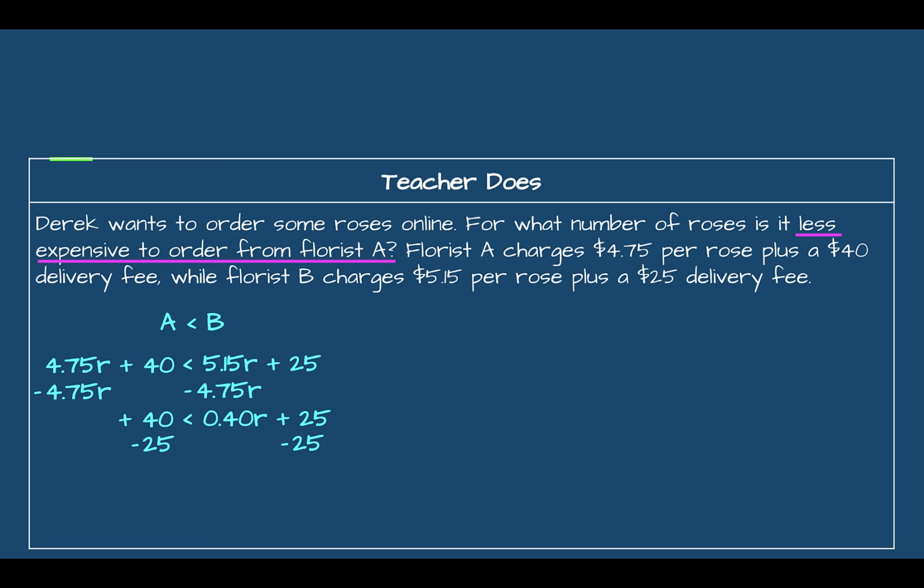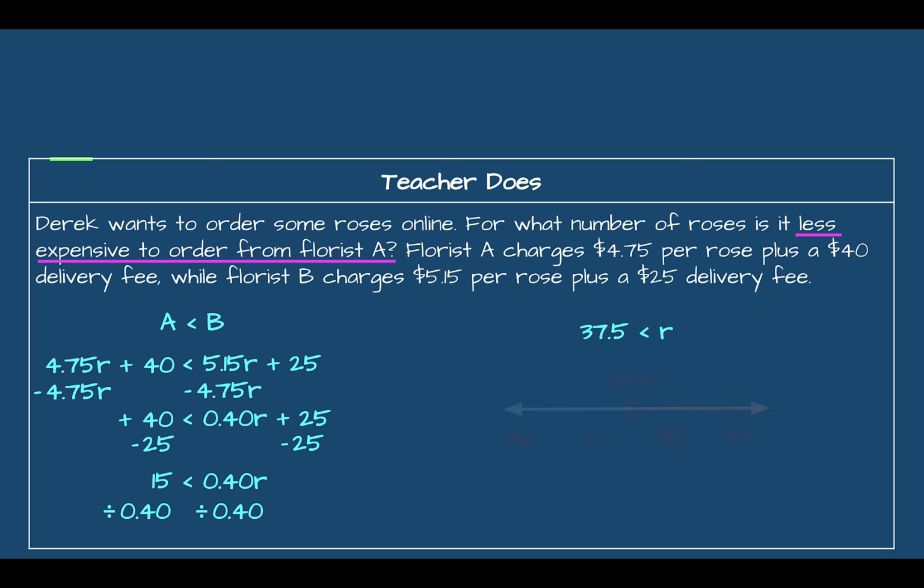Subtract 25, and we would end up with 15 has to be less than 40 cents per rose. Dividing by 40 cents, roses R is greater than 37.5. Another way to think about this problem is thinking along the lines of how much more does Florist B charge per rose? So that's 40 cents more, which is what we got. Okay, and they need to make up an extra $15 for delivery.